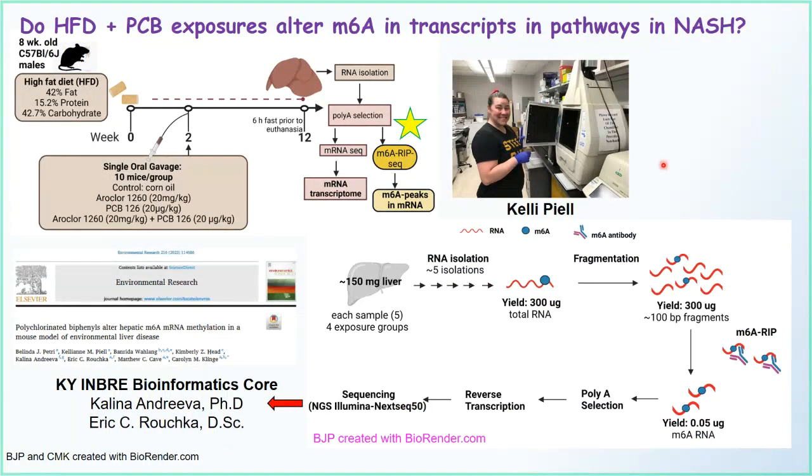And actually, this work was performed by Kelly Peel. So what Kelly did was she took liver samples. She took five samples from each of our groups, the control, the Aroclor 1260, the PCB 126, and the co-exposure, Aroclor 1260 plus PCB 126 exposure. And she did RNA isolation, and she had to do a lot of isolations to get 300 micrograms of total RNA. And Belinda drew this nice diagram, so it shows the RNA, and that little blue dot is an m6A mark. And then after fragmenting the RNA, Kelly could immunoprecipitate with an m6A antibody.